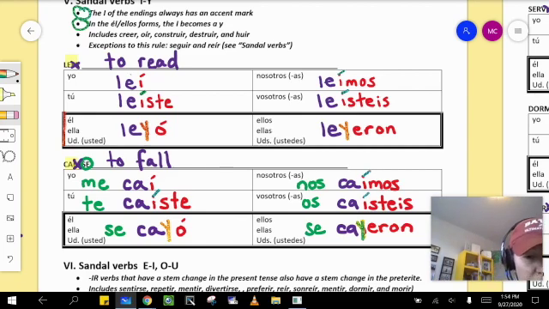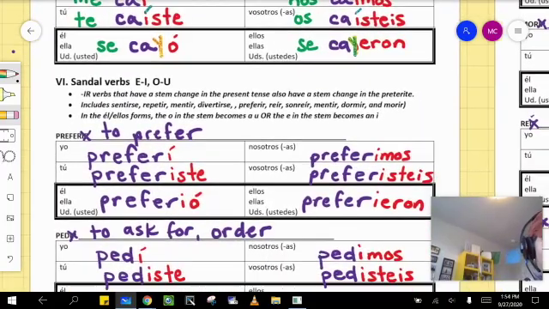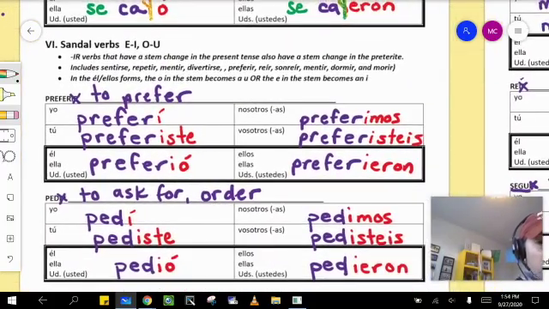Okay, let's move on to the other set of verbs. The remaining verbs have either an E to I change or an O to U. And again, these changes happen inside the sandal box. So, preferir, there is no O in the stem. And if you remember, the same rule applies when you have two E's inside the stem, it's always going to apply to the second one.